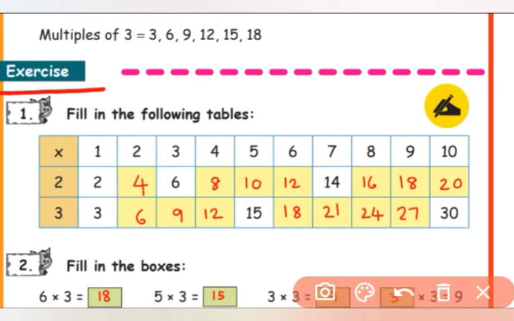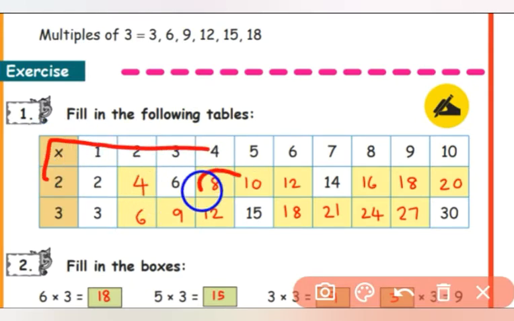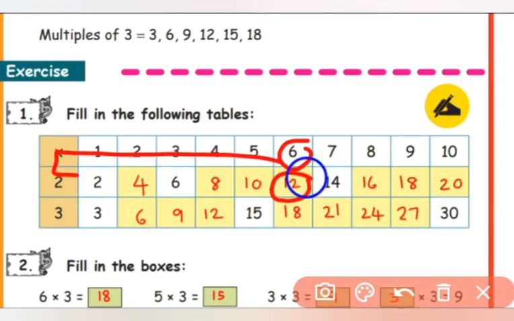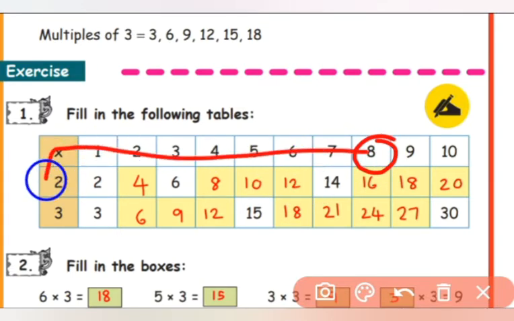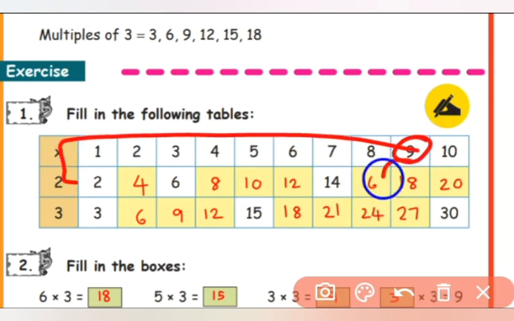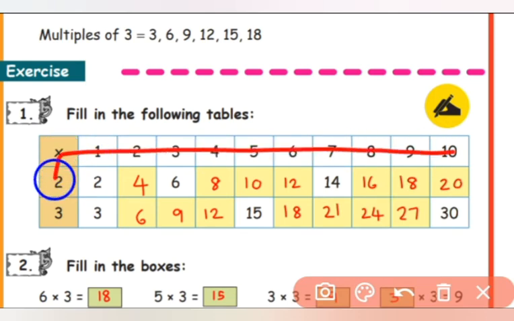See this exercise. Fill in the following tables. Here you have to fill in the missing numbers. 2 into 2 is equal to 4. Next, 4 into 2 is equal to 8. Next, 5 into 2 is equal to 10. 6 into 2 is equal to 12. 8 into 2 is equal to 16. 9 into 2 is equal to 18. 10 into 2 is equal to 20.